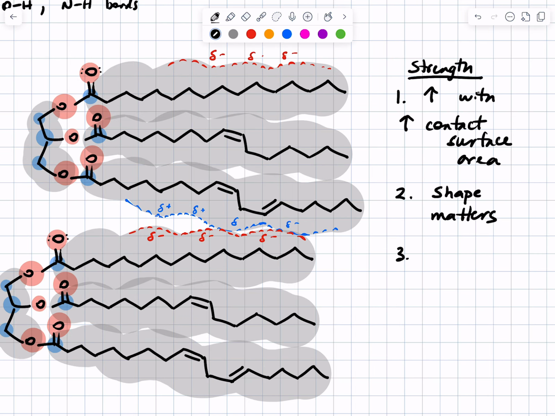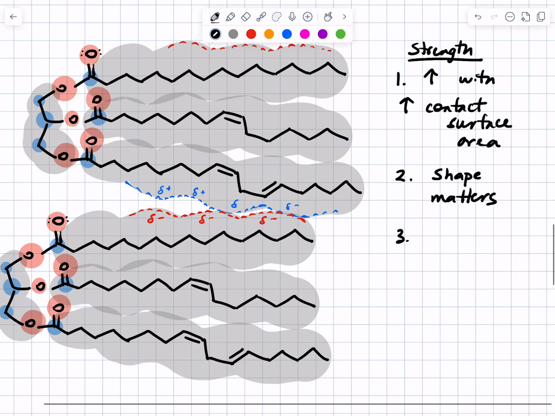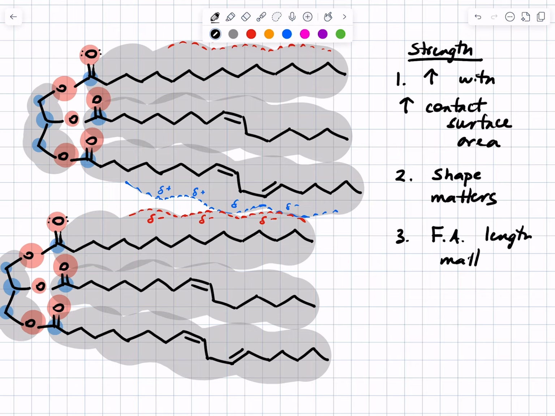The other thing is that not only shape, but for triglycerides, fatty acid length matters. And that's because the more carbons you have in the chain, of course, the more surface area you have for the molecules to contact each other.